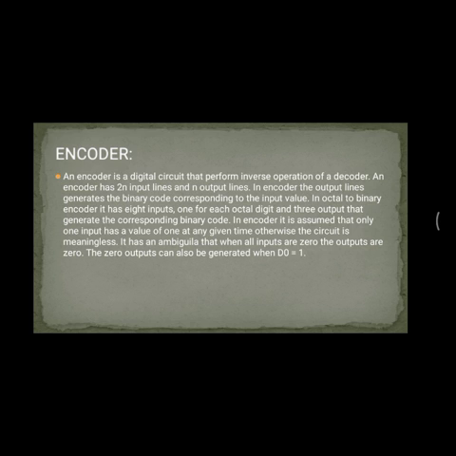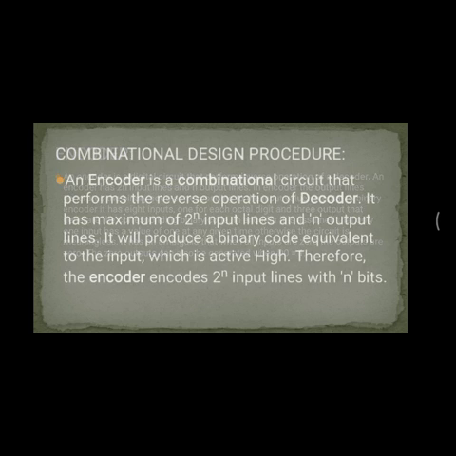Next we are going to see about combinational design procedure. An encoder is a combinational circuit that performs the reverse operation of a decoder. It has a maximum of 2^n input lines and n output lines. It will produce a binary code equivalent to the input, which is active high. Therefore, an encoder encodes 2^n input lines with n bits.